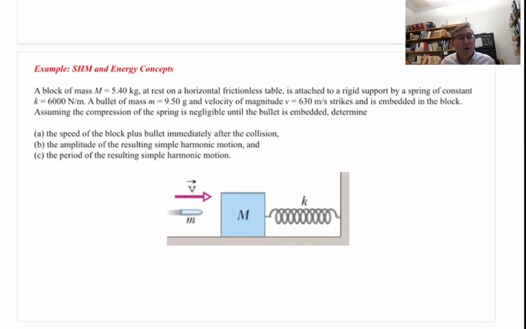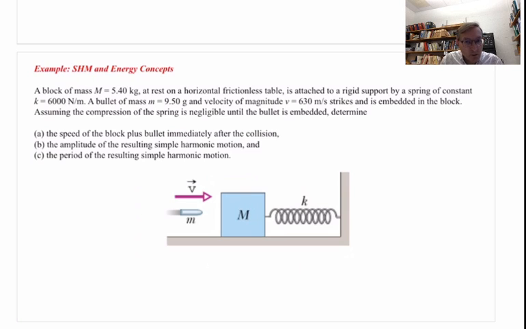Here we go. Wiley Plus problem. It says, we have a block, mass big M, 5.4 kilograms, at rest on a horizontal frictionless table. It's attached to a rigid support by a spring of spring constant little k equal to 6,000 newtons per meter. That's a stiff spring. Along comes a bullet of mass little m equal to 9.50 grams. Watch out, grams. It's moving horizontally with a velocity of magnitude v equals 630 meters per second, and that bullet strikes and is embedded in the block.